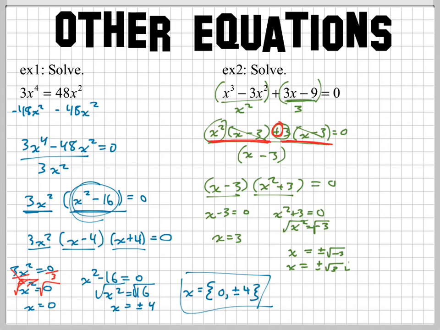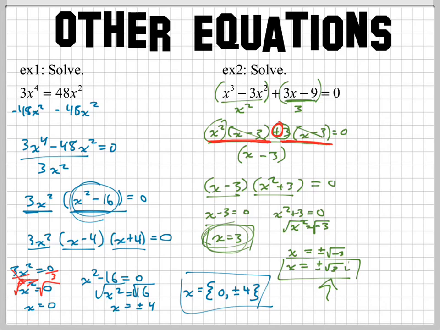Depending on the question, it might ask how many real solutions there are. How many real solutions are there for this one? There's one. This is not real. It's imaginary. So there's one real solution. You ever wonder why it asks if there are real solutions? Well, that's because you could get an imaginary number. If you get an imaginary number, it's not a real solution.